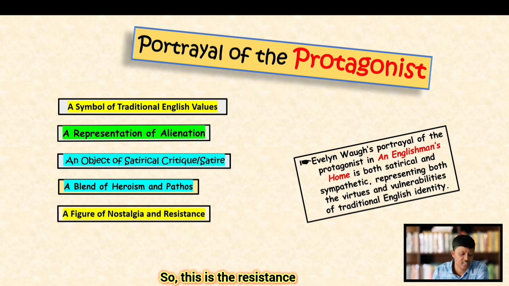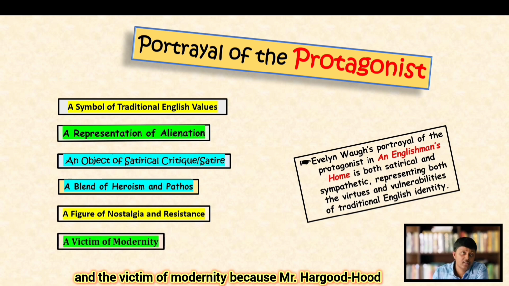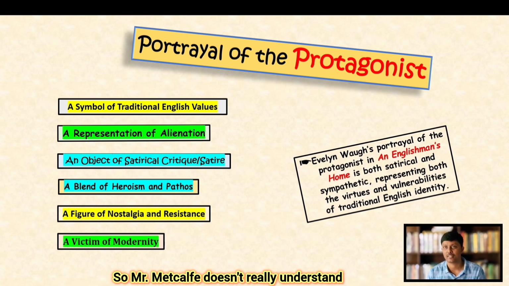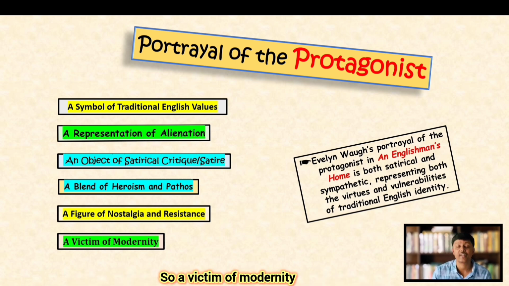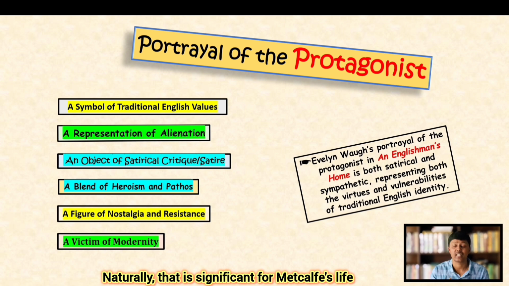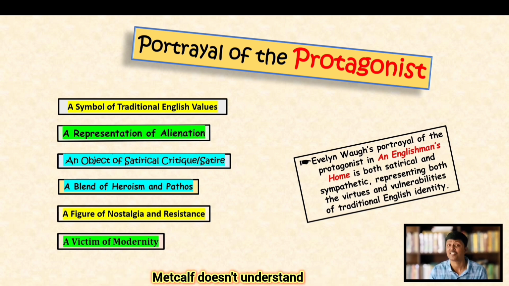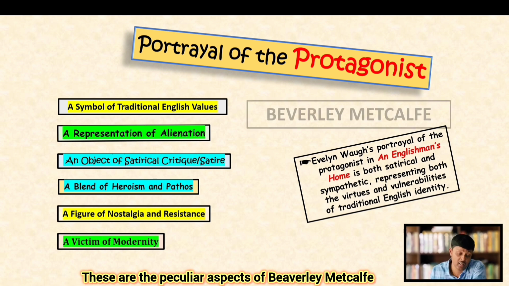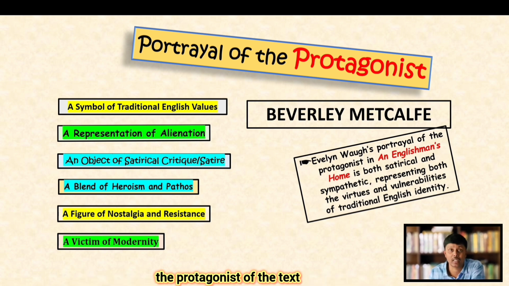So this is the resistance, and the victim of modernity, because Mr. Hargood and his brother are planning this from the very beginning. So Mr. Metcalfe doesn't really understand what is actually happening. A victim of modernity because modern tendencies are gradually incoming naturally. That is significant for Metcalfe's life. Metcalfe doesn't understand that lead at all. So these are the characteristic features of the protagonist, the peculiar aspects of Beverly Metcalfe, the protagonist of the text.